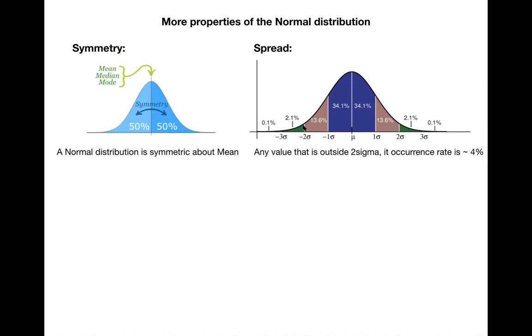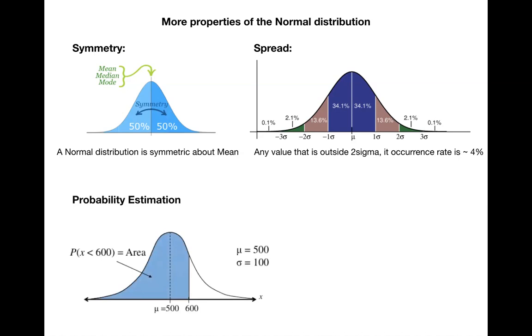So outside 2 sigma will have two sides, and the occurrence rate is about 4%. So anything deviated from a normal distribution by 2 sigma, 2 standard deviations, has a very small chance, 4%.